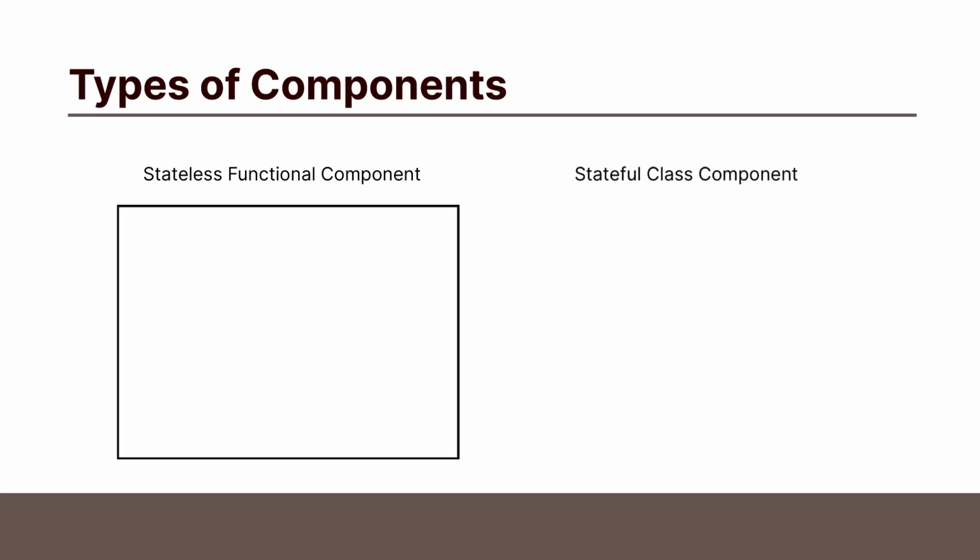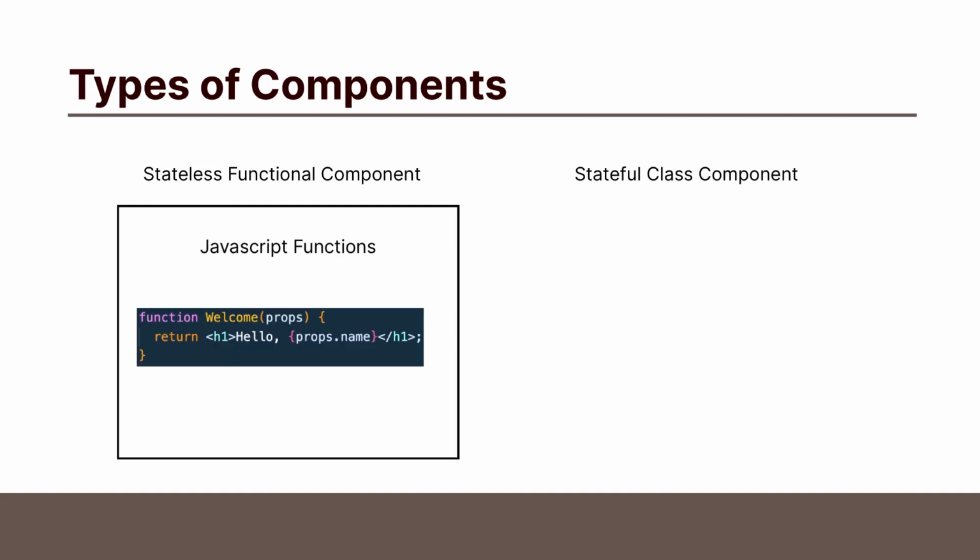Functional components are literally JavaScript functions that return HTML which describes the UI. For example, a function called welcome which returns an h1 tag that says hello Mani. Now I know the HTML doesn't say that, but for simplicity just assume we are returning regular HTML.